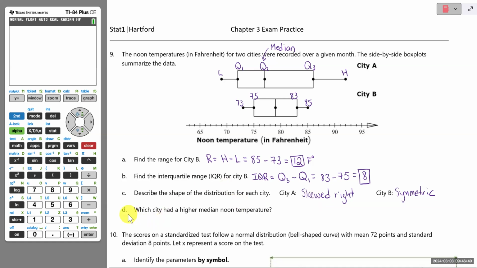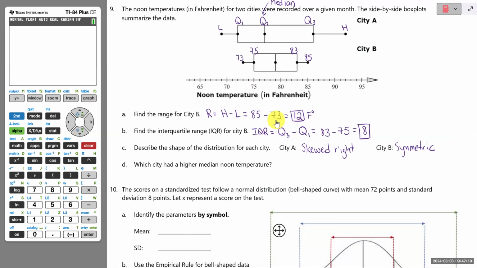And then finally D, which city had the higher median noon temperature? All right, median. So that value for city A is there. And then for city B, it is higher up the number line there. So city B had the higher median. All right. And then we'll move on here to number 10.